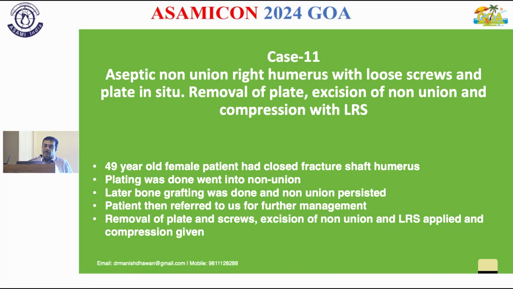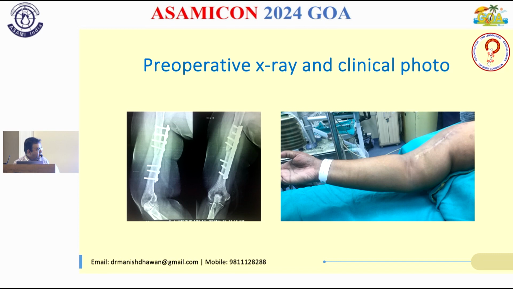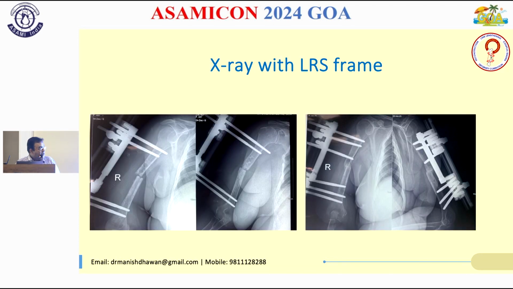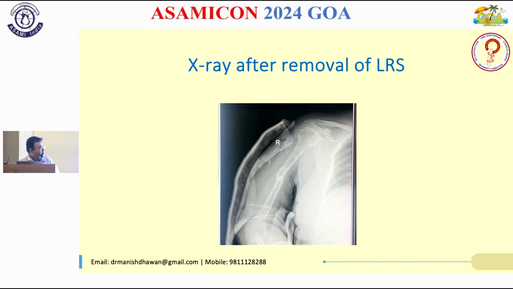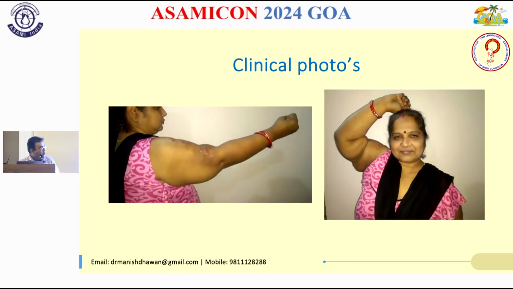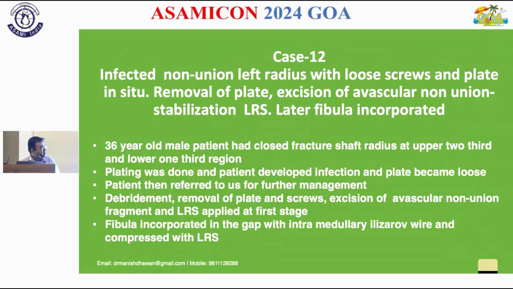This is a 49-year-old female patient, had a closed fracture shaft humerus. Plating was done and went into non-union. Twice actually they did the plating. And then patient was referred to us. So I removed this. This is a 2 times plated fracture. Excised the non-union. Applied LRS. In humerus, some shortening is tolerable, so I just excised and docked this area. This is the patient with LRS frame. It went into union. You can see her movements.